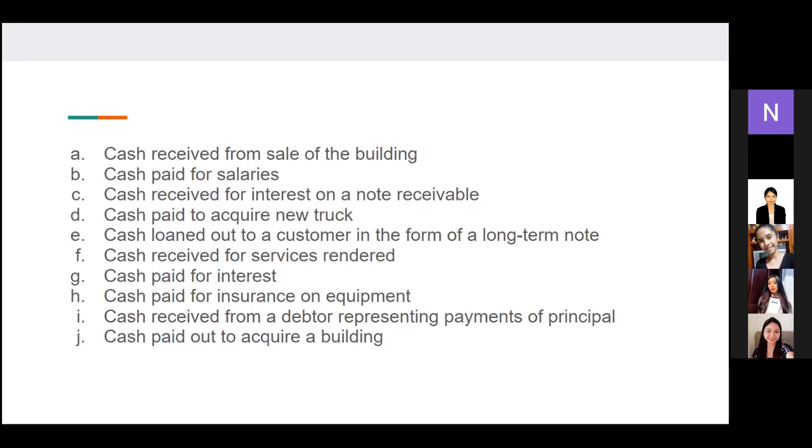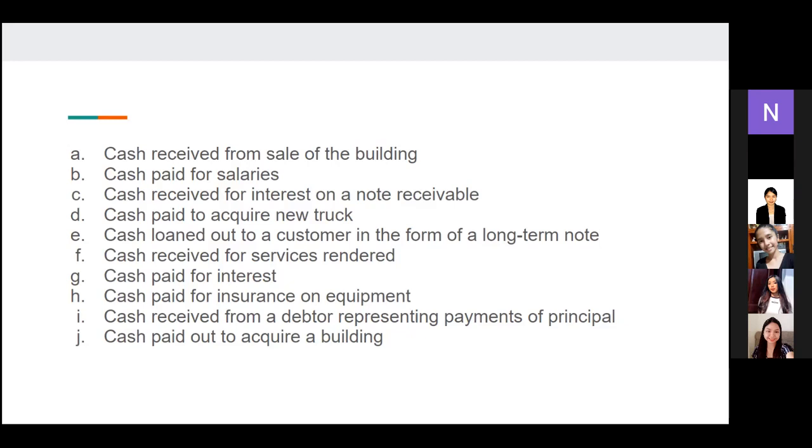So, next letter. It's letter H. Ako na lang sa H.